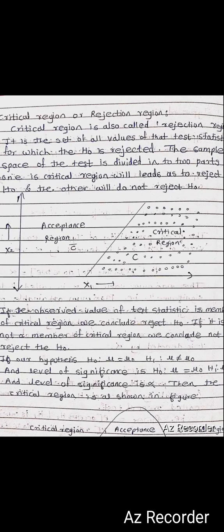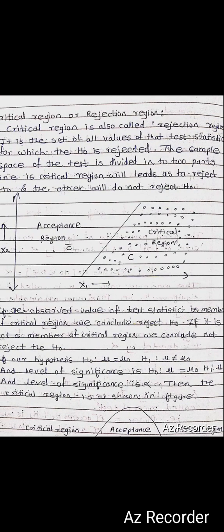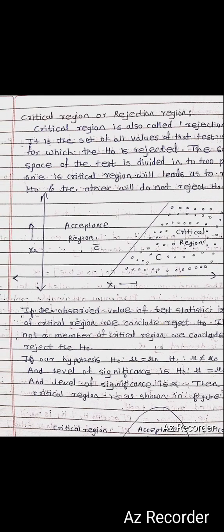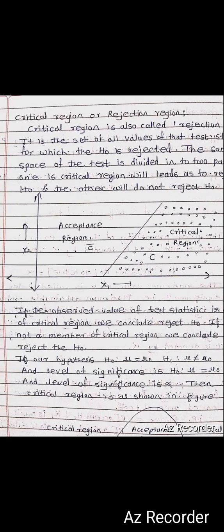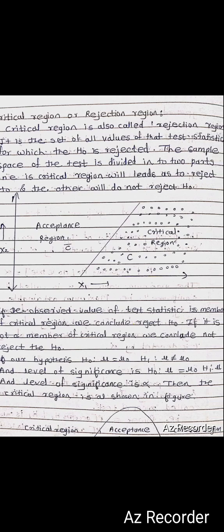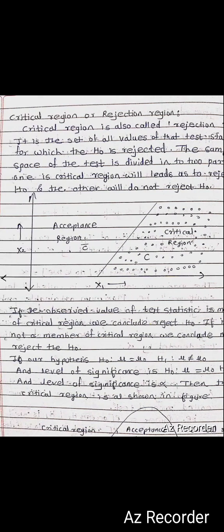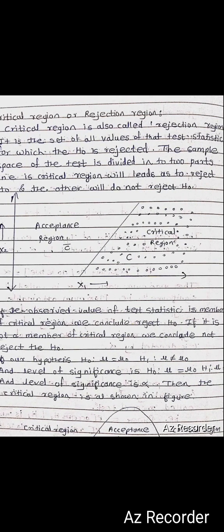If our hypothesis is H0: mu equal to mu naught versus H1: mu is not equal to mu naught, and the level of significance is alpha, then the critical region is as shown in the figure. This diagram shows the two-sided critical region. One half shows the critical region alpha by 2, and the other half shows the critical region alpha by 2, and the middle region shows the acceptance region, that is 1 minus alpha.